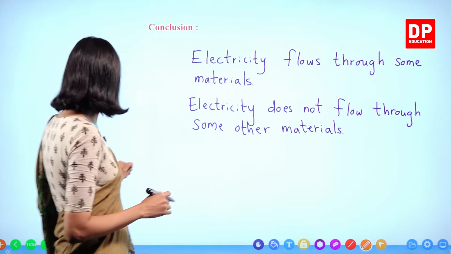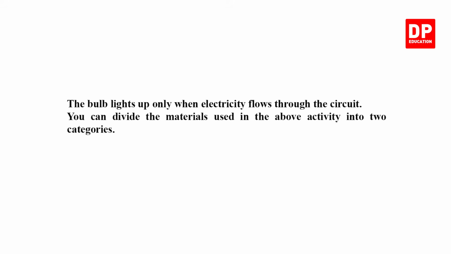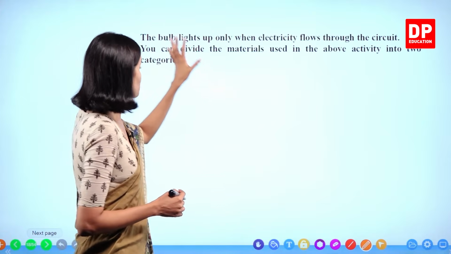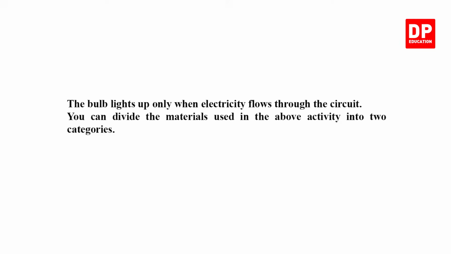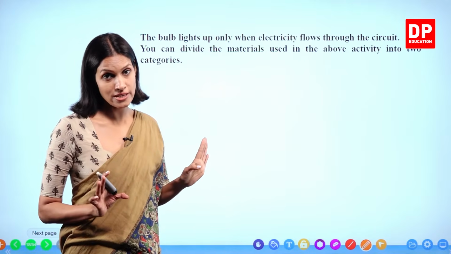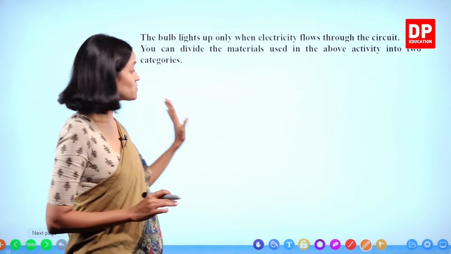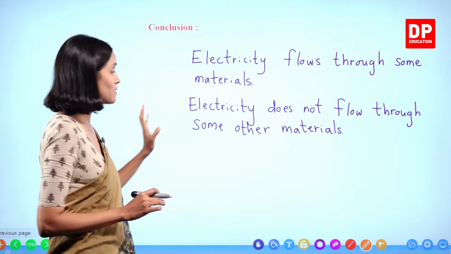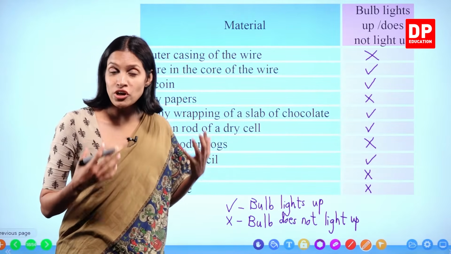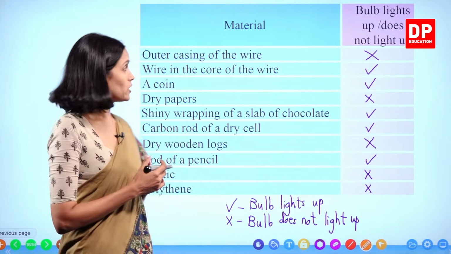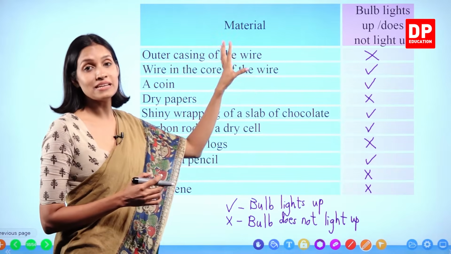Okay, we'll move on to the next. So the bulb lights up only when electricity flows through the circuit, right? For the bulb to light up, the necessary factor is the flow of electric current. So you can divide the materials used in the above activity into two categories. It's very clear that when we use some materials, the bulb does not light up, which means those materials do not carry electric current. So only some materials carry electric current.